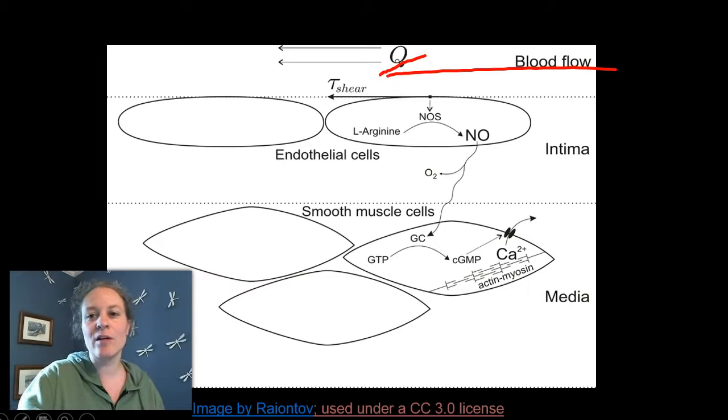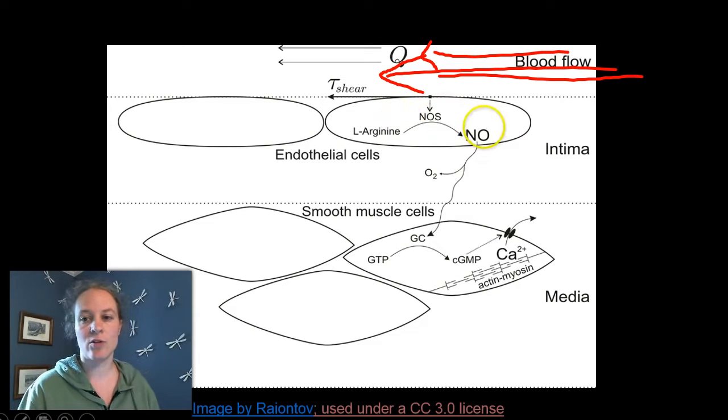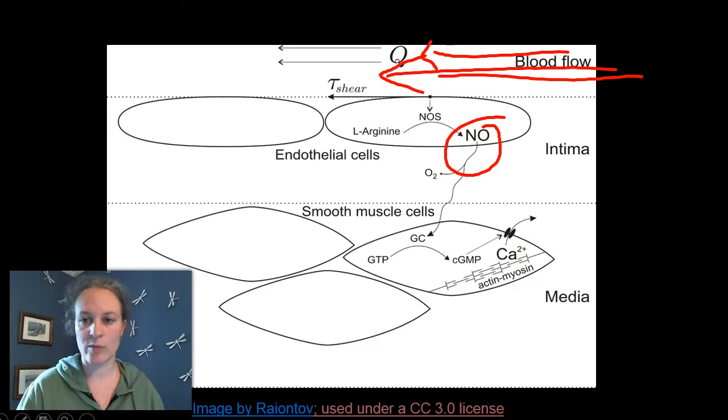So what we have here is our blood flowing. This is the blood vessel up here. The blood's moving along, and the endothelial cells pick up on shear stress, and they say, whoa, that is an awful lot of shear stress. I think we need to cut down on that somehow, because too much shear stress can actually damage the endothelium. So then that shear stress will stimulate our nitric oxide synthase, and it will produce nitric oxide right here, from L-arginine. We don't have to worry too much about that reaction.